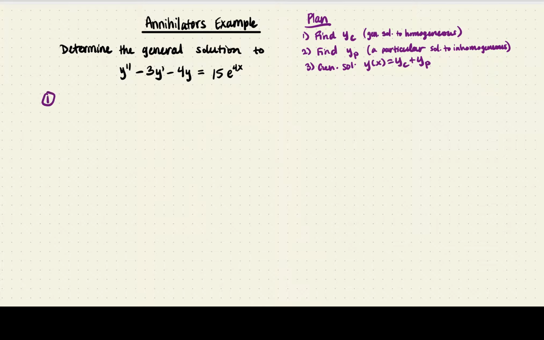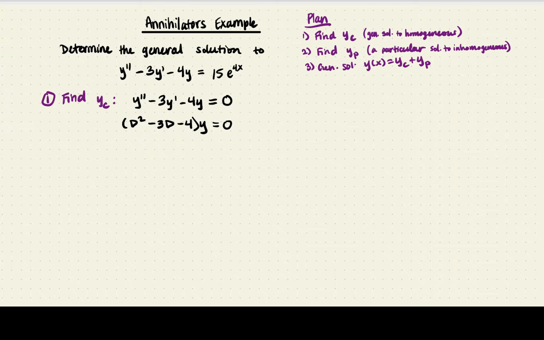So our first step of our plan is to find y sub c, the complementary function. So we write down the associated homogeneous problem. That just means we write down the same left-hand side of our ODE, and instead of a right-hand side like 15e to the 4x, we just write down 0. And we solve this problem first. So in operator notation, if we use capital D to represent derivatives, this is equal to D squared minus 3D minus 4 applied to y equals 0.